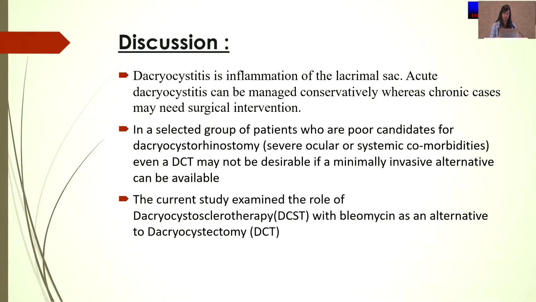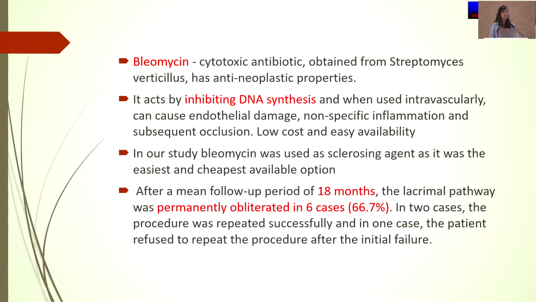alternative to dacryocystectomy. Bleomycin is a cytotoxic antibiotic and has antineoplastic properties. It acts by inhibiting DNA synthesis. When used intravascularly, it can cause endothelial damage, non-specific inflammation, and subsequent occlusion. It has a low cost and easy availability. In our study, bleomycin was used as a sclerosing agent as it was the easiest and cheapest available option.